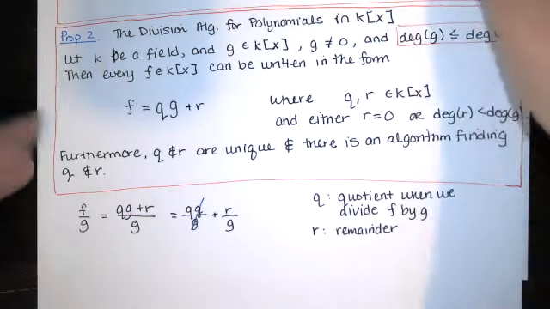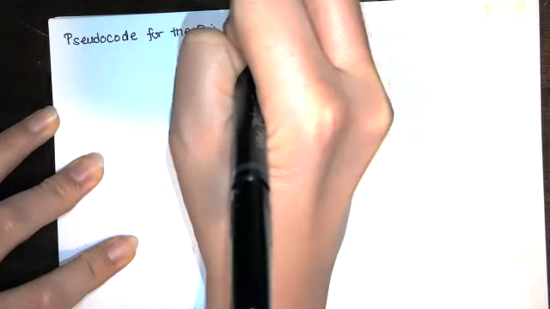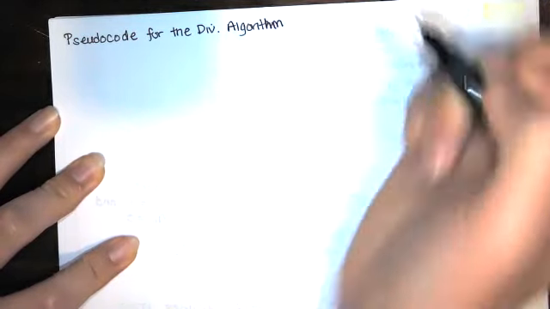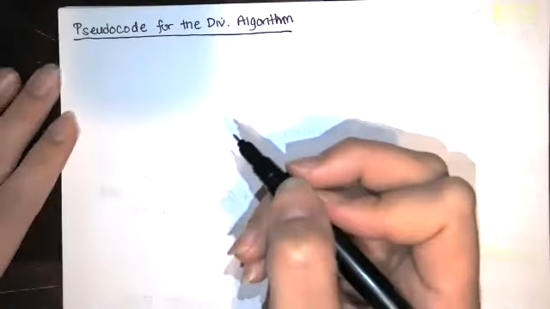So let's look at the division algorithm itself in pseudocode. I don't want you to be intimidated by pseudocode. It's actually a lot like a recipe. You're just going to follow the directions. Did I spell algorithm right? There we go. All right, pseudocode for the division algorithm.